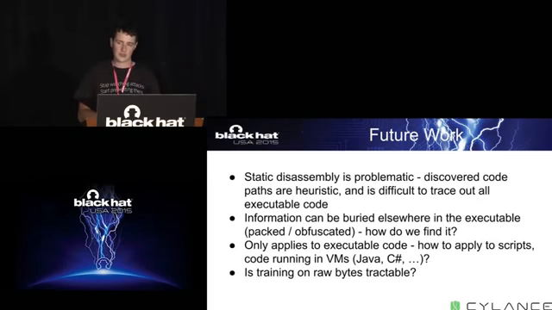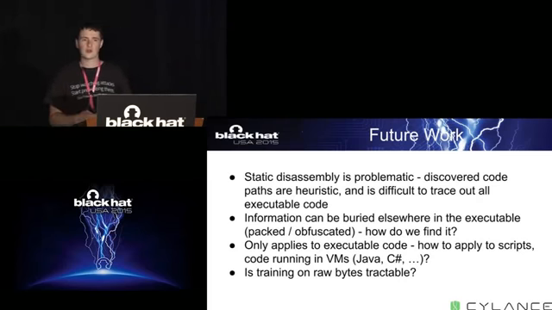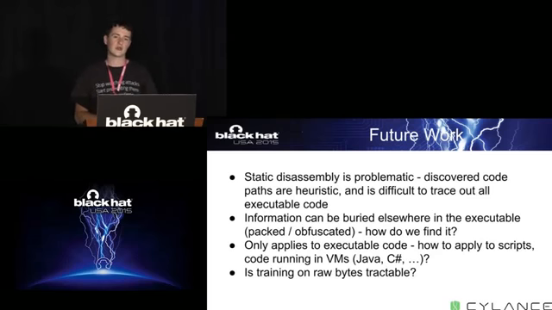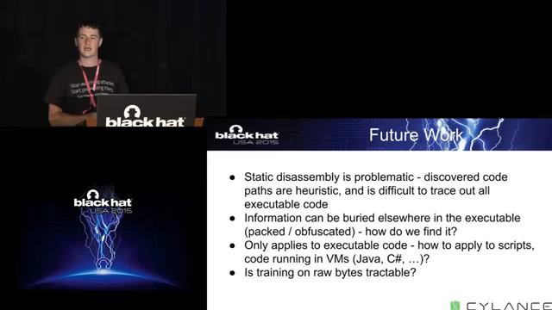Also, this model only really applies to executable code. So it would be really cool to come up with ways to apply this to scripts. I think it would also be interesting to start applying this model to code running in VMs. We could almost immediately start applying this model to Java. We could start applying it to C#'s intermediate representation. And as long as you add enough input samples, this approach could probably work pretty well.